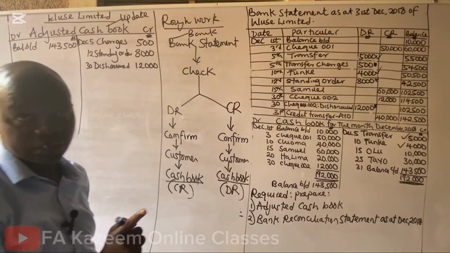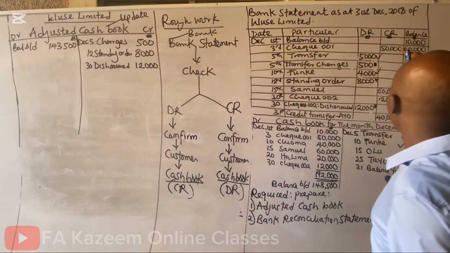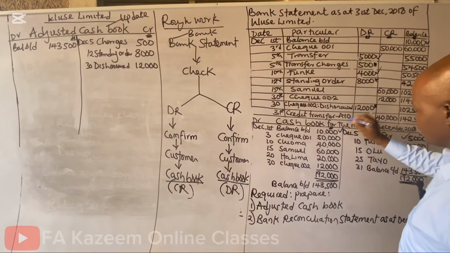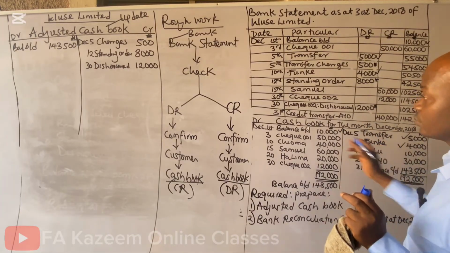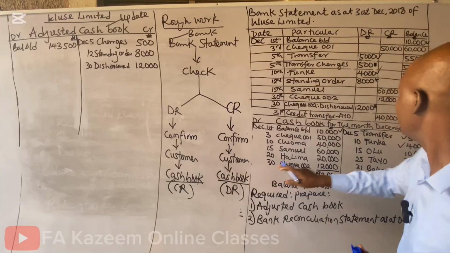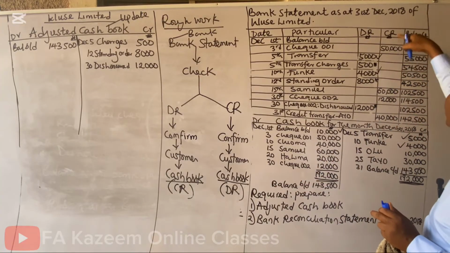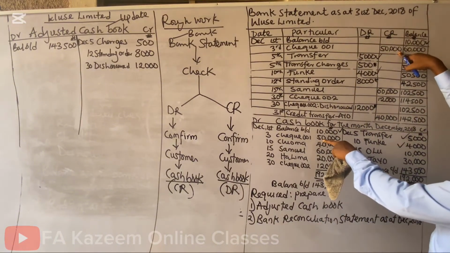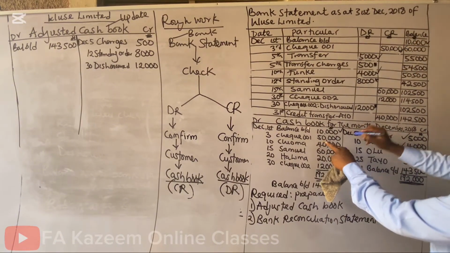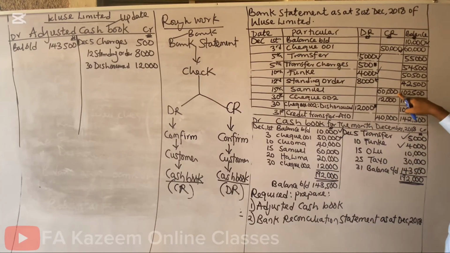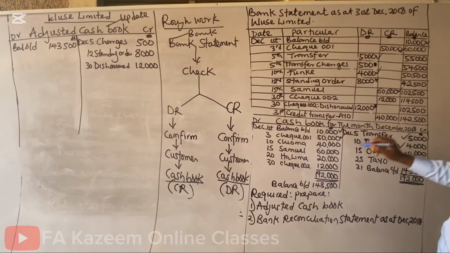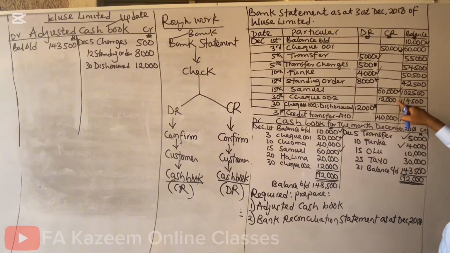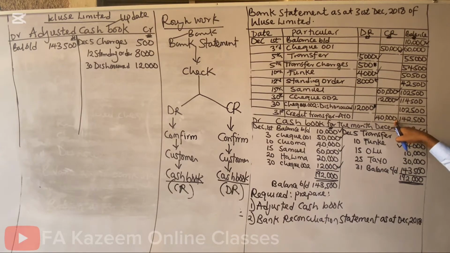Now, let's start. We have 10,000 balance. Babu Wala. I've checked and I've confirmed. After that, we have 50,000 on the credit side. I've checked it. Let me confirm it here. You see the way I put my hand? Is there. We have marked it. 60,000 somewhere. Let me confirm. Is there. 12,000 check 002 is there. Credit transfer 40,000.